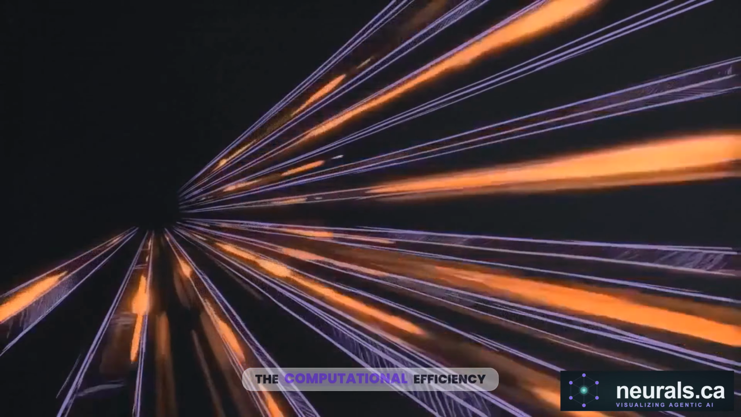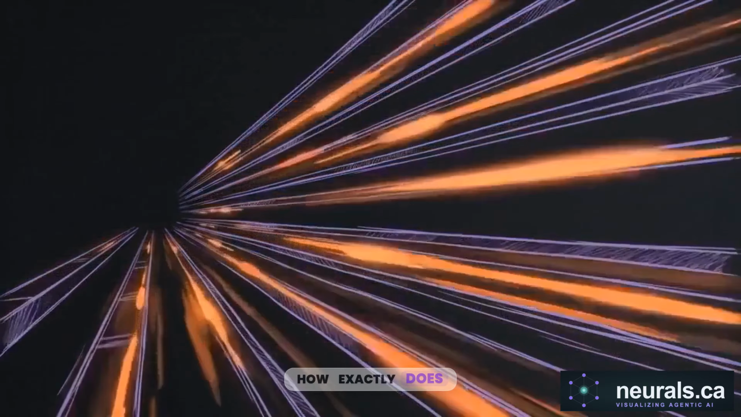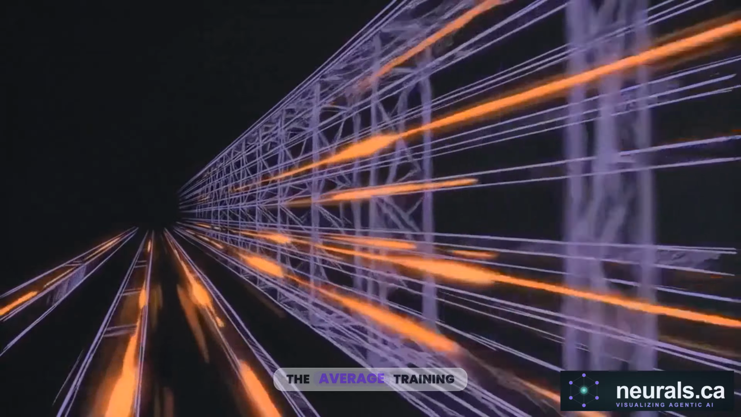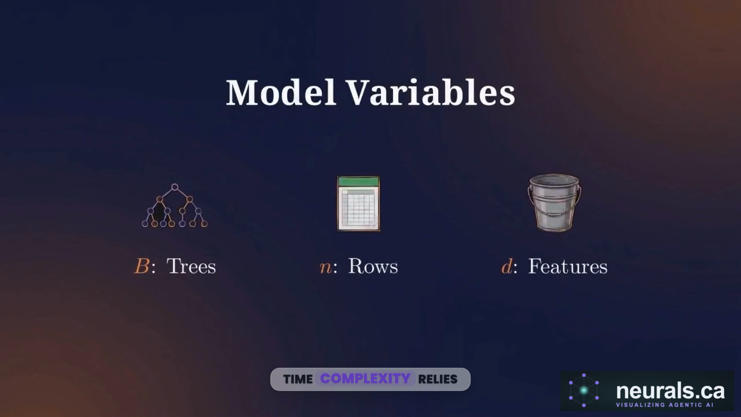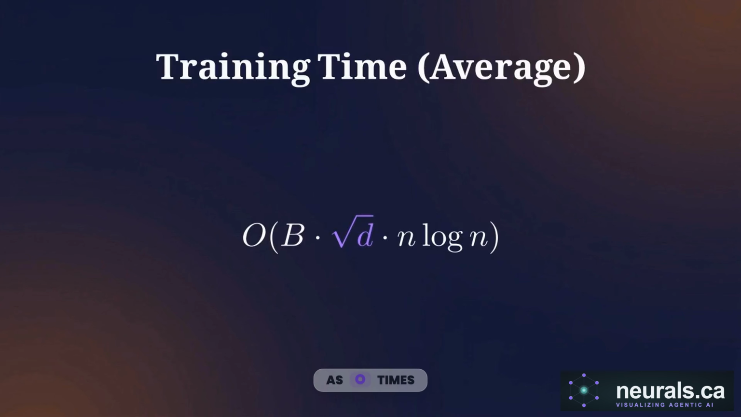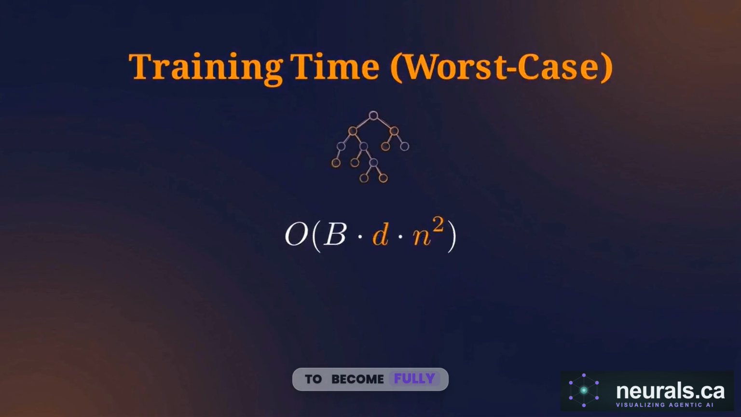Looking past the accuracy score, we must evaluate the computational efficiency. How exactly does this algorithm process multiple models at such high speeds? The average training time complexity relies on B trees, N rows, and D features. The resulting runtime scales as big O of B times the square root of D times N log N. If the data forces the trees to become fully unbalanced, the worst-case training complexity balloons to big O of B times D times N squared.